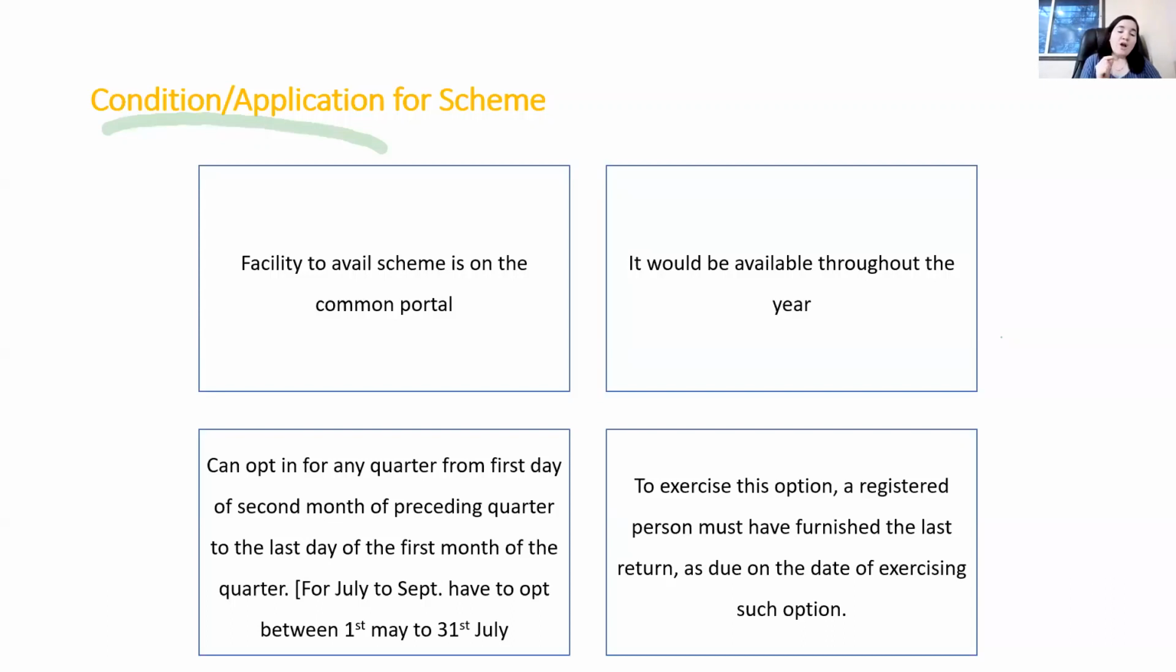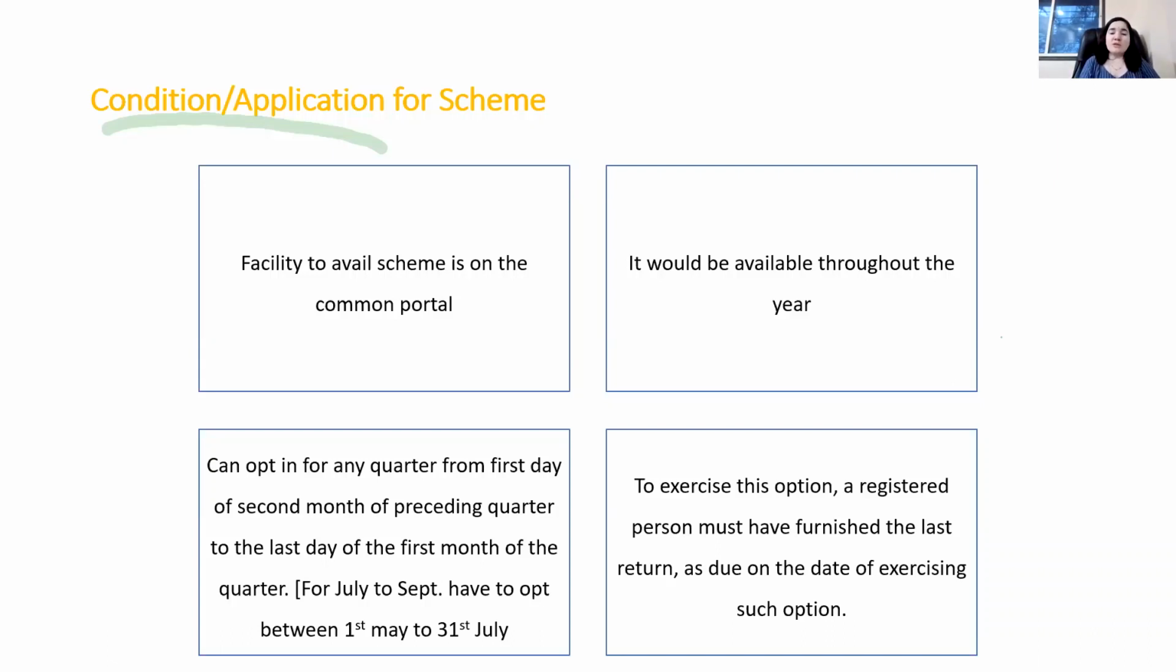So for the July to September quarter, the option to opt in is available from 1st of May to 31st of July. So let's keep within that period only, whatever option you have to choose, you can go for that option. Just follow the time period given.